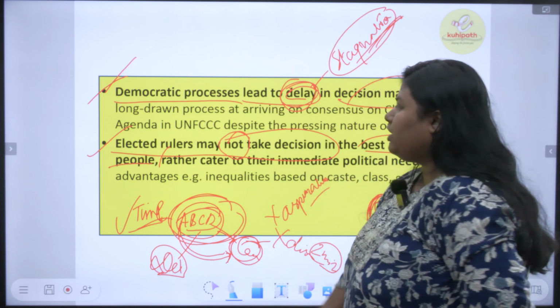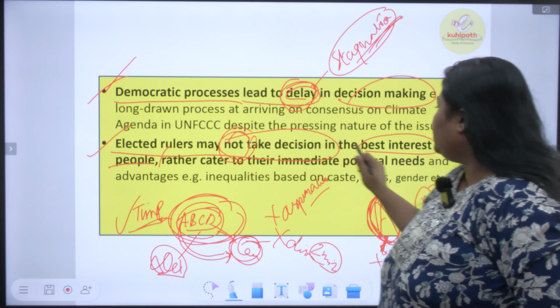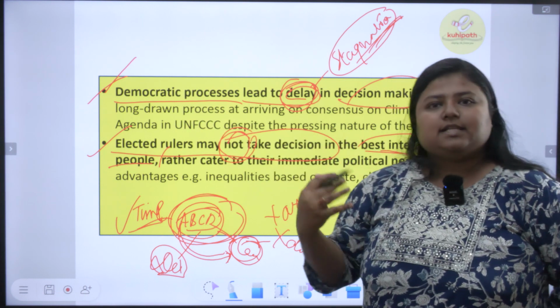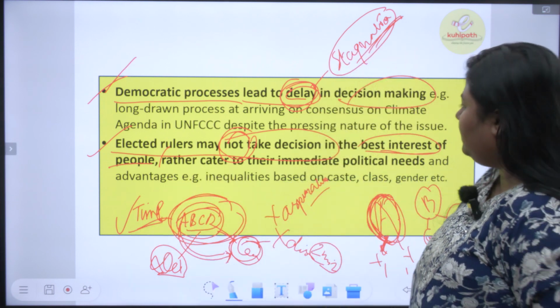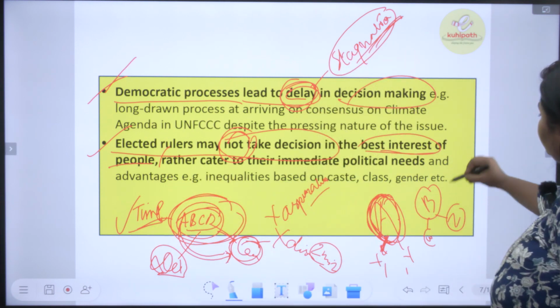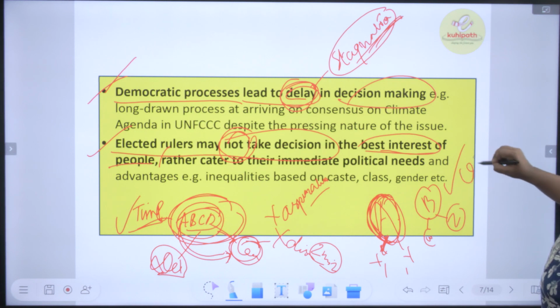So this is what we are talking about here, ki they may not take decision in the best interest of the people, because they will take decisions in their own best interest, not in the best interest of the people, है ना? And this happens because of crony capitalism. This is the scenario of crony capitalism.